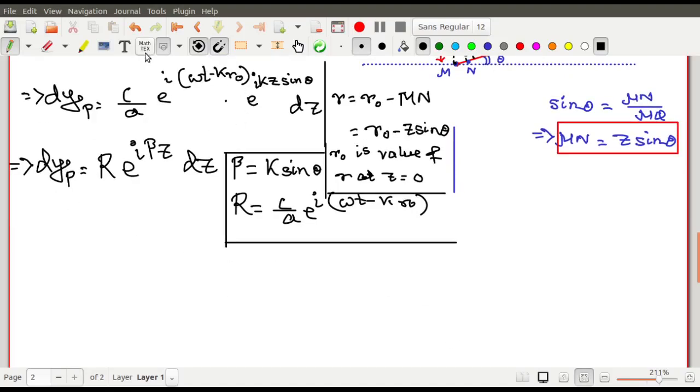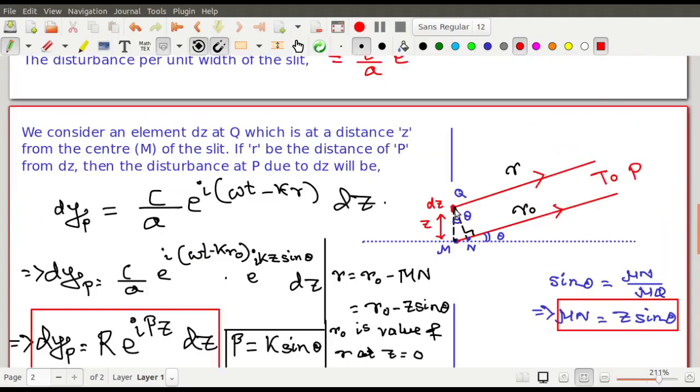So this is what you have at this moment. So this dyp equals to R. Let me box it for the proper highlight. So it will be highlighted. So এরকম ভাবে থাক। Okay, dyp is R e to the power i beta z multiplied to dz. So this is the effect of this small element dz at the point P.